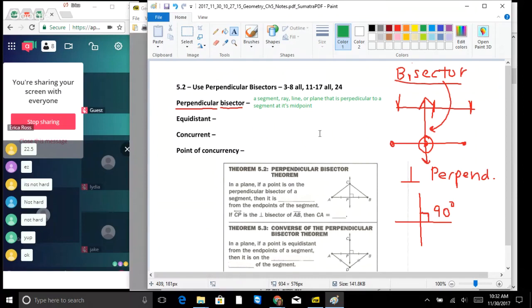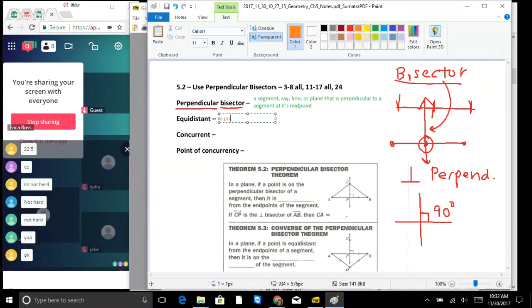All right. Next word, equidistant. Equidistant basically means that, let me write the words first. A point is equidistant if it's the same distance from each figure.